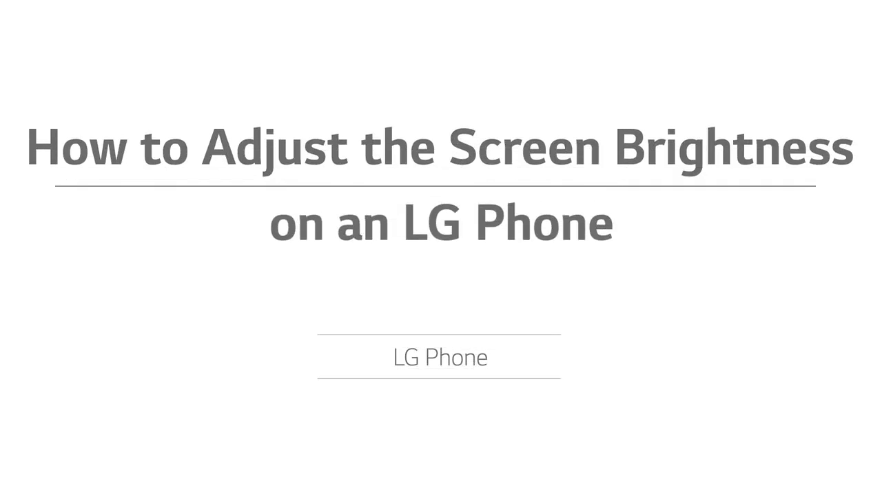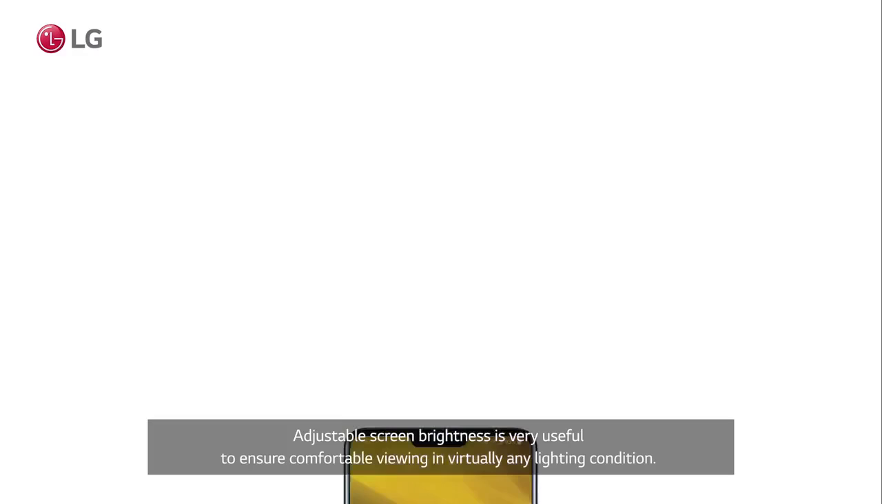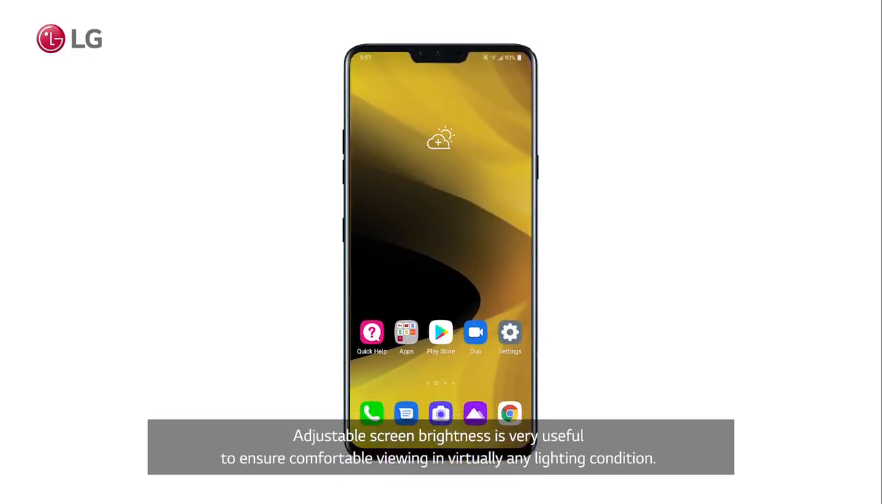LG phone. How to adjust the screen brightness on an LG phone. The home screen dims, then brightens. Adjustable screen brightness is very useful to ensure comfortable viewing in virtually any lighting condition. The quickest way to adjust the screen brightness on your LG phone is via the notification drop-down quick settings.